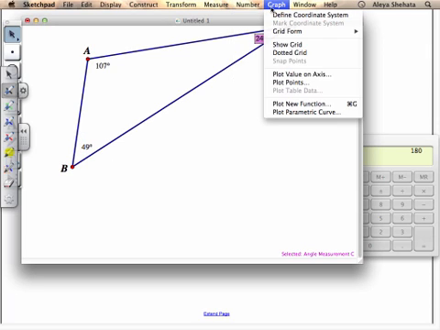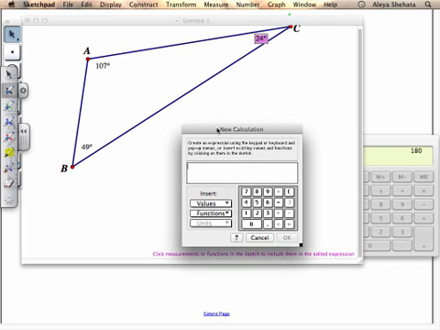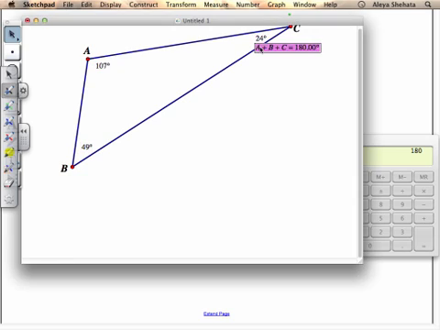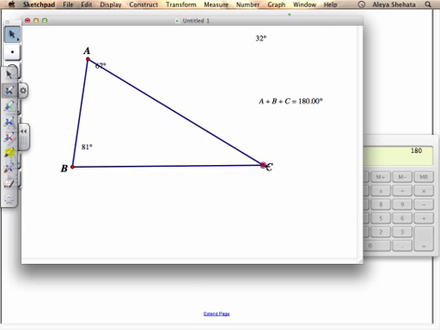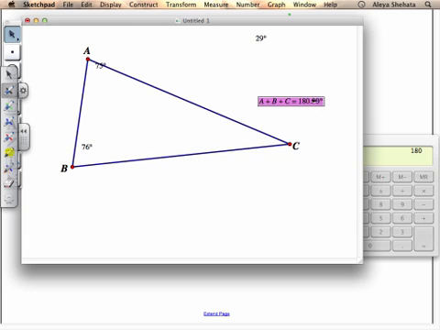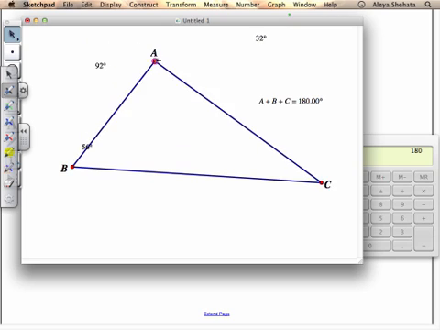So I'm going to actually make it where I'm calculating all the values. So I'm going to add angle A plus angle B plus angle C, the measurement of the three angles. And it says that it's 180, okay? But watch what happens when I change the location of angle C. Notice how the angle measurements themselves are changing, but this 180 is staying constant. It's never changing, okay?